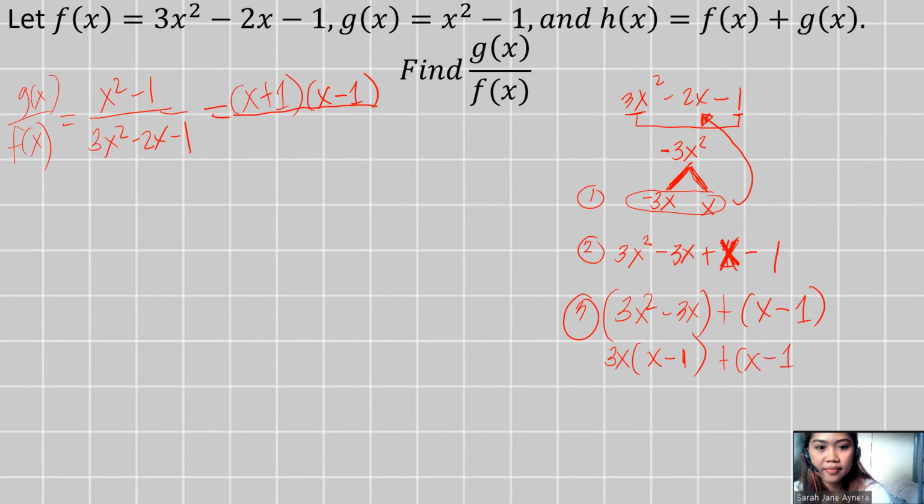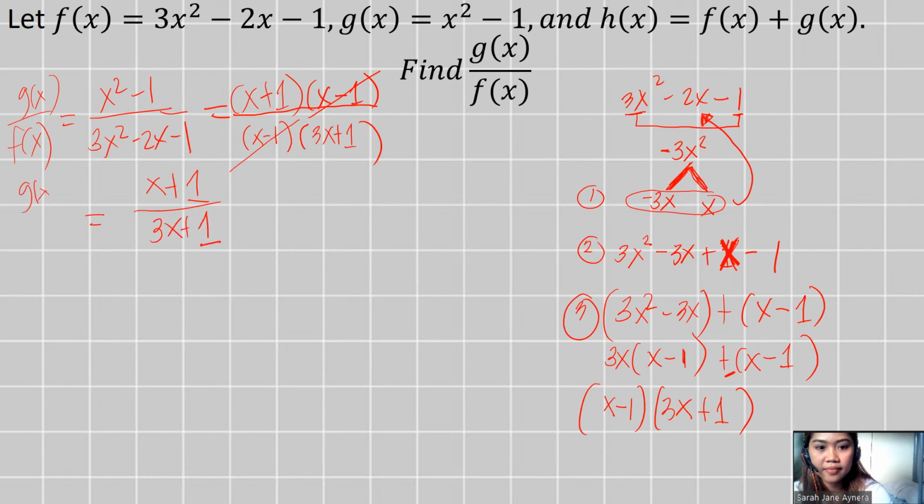Plus x minus 1. As you can see, the expressions inside the parentheses are the same. So, we copy that, and we combine 3x and the imaginary 1, plus 1. So, the factor is x minus 1 times 3x plus 1. So, we copy x minus 1, 3x plus 1. Then, we can cancel x minus 1. So, the result is x plus 1 over 3x plus 1. So, this is now g of x over f of x.